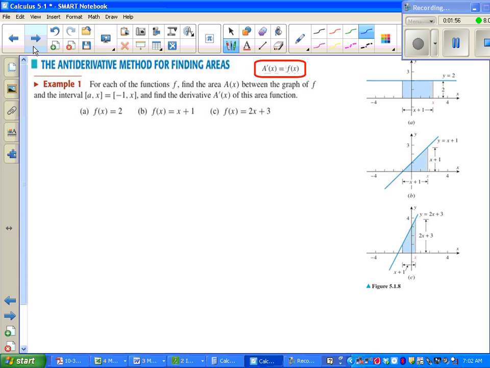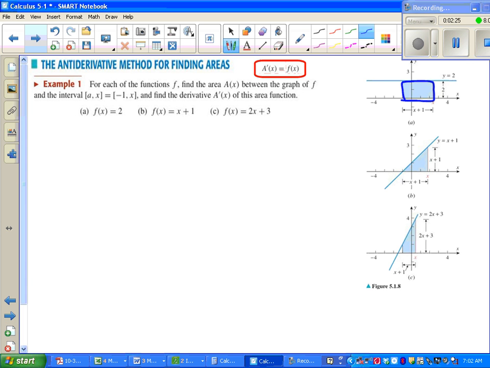So we've got these three functions, and for each of these functions, we're going to find the area between the graph of f and the interval a to x, where a is -1. So in other words, I want to find the area of this rectangle in part A. Then once we have that area, find the derivative of that area. And we're going to see some magic happen.